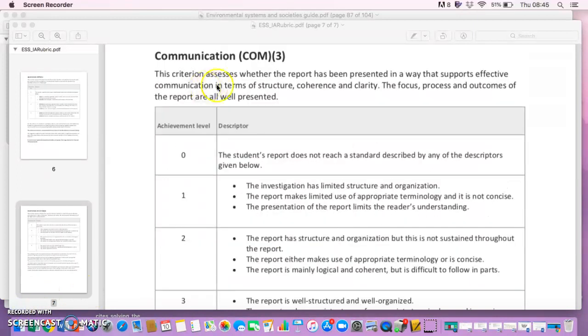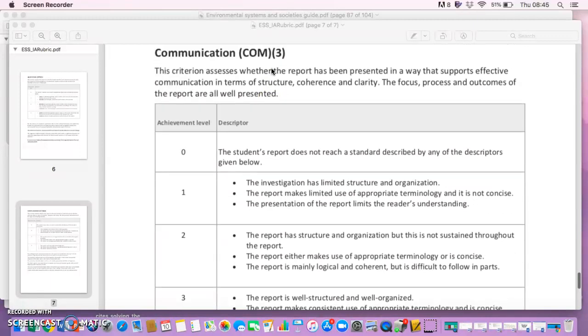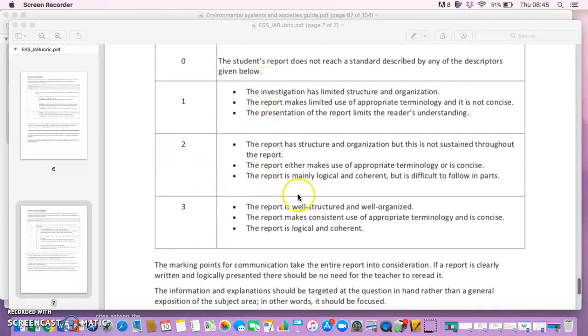The last part of your grade says communication. This is again 3 points. This is like the grammar and structure portion of the ESS IA. So 3 points, it should be well structured and organized. I am going to ask you to use certain section headers, though you can see through the examples that people have chosen different types of headers depending on their topic.